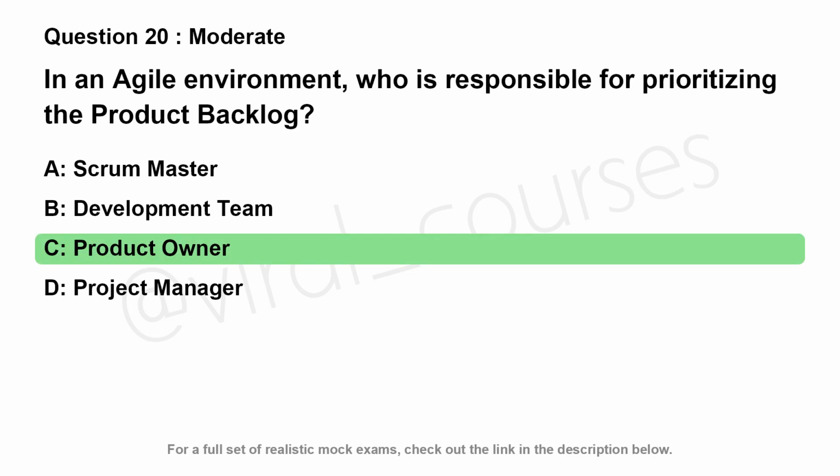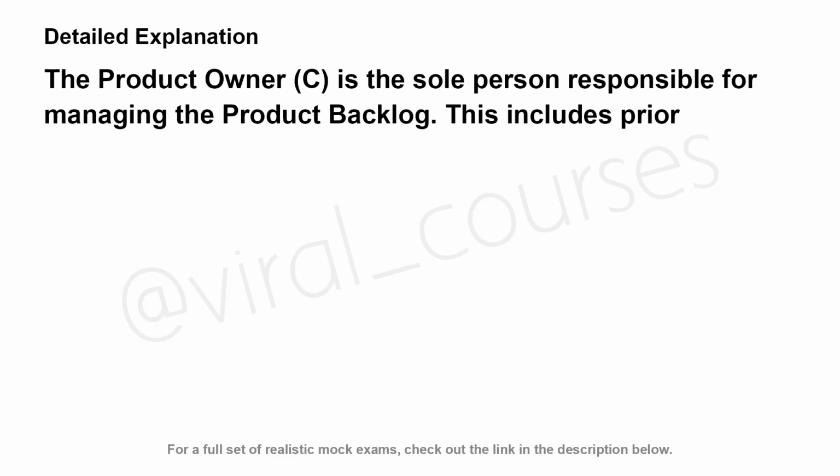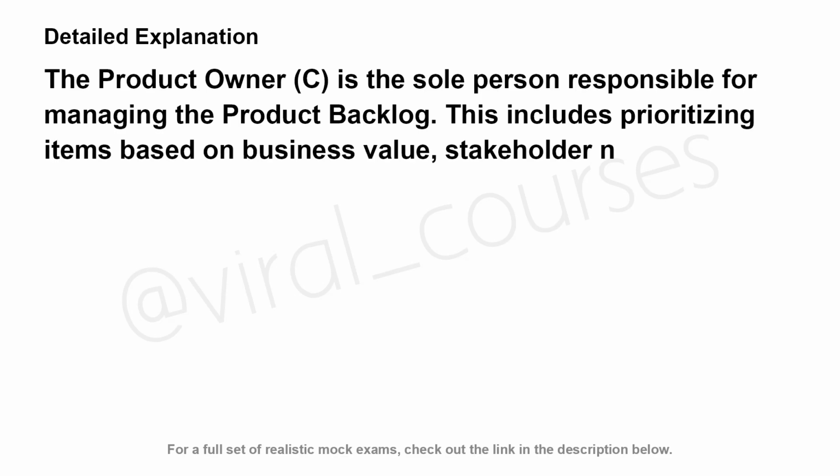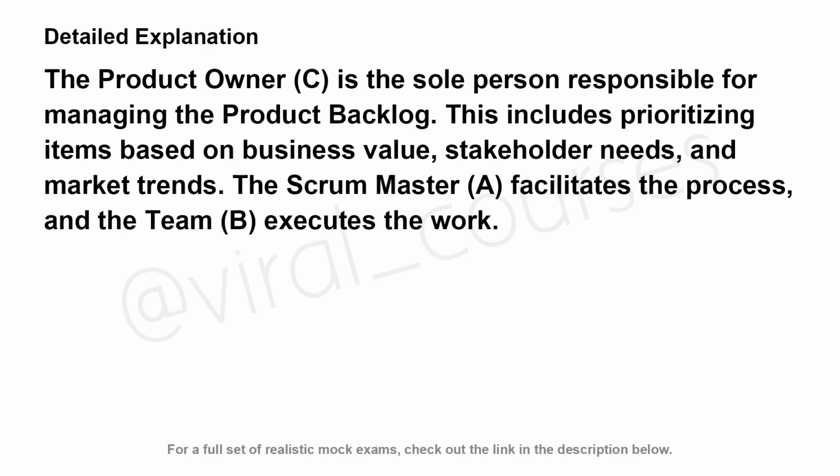The correct answer is C. The Product Owner, C, is the sole person responsible for managing the product backlog. This includes prioritizing items based on business value, stakeholder needs, and market trends. The Scrum Master, A, facilitates the process, and the team, B, executes the work.